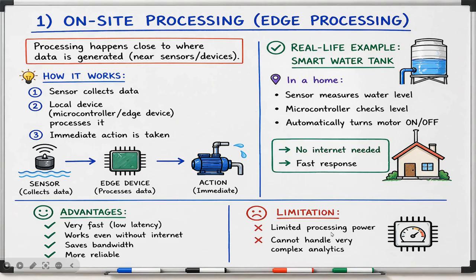Now some limitations are, first, it has limited processing power, because edge devices like microcontrollers have smaller memory and processing capability compared to powerful cloud servers. This limits the complexity of the tasks they can perform. Then it cannot handle very complex analytics, because advanced data analysis such as big data processing, deep learning, or large-scale analytics requires powerful cloud systems, and edge devices are usually designed only for simple and quick decisions. So this is about on-site processing or edge processing.